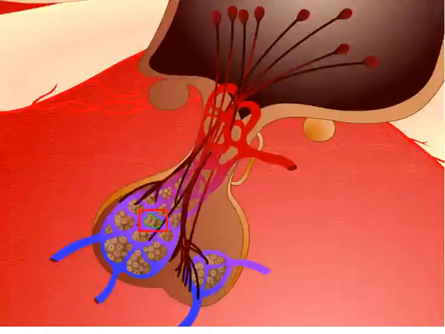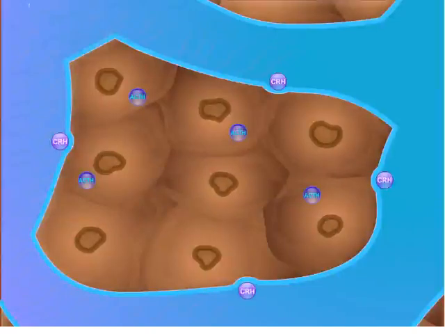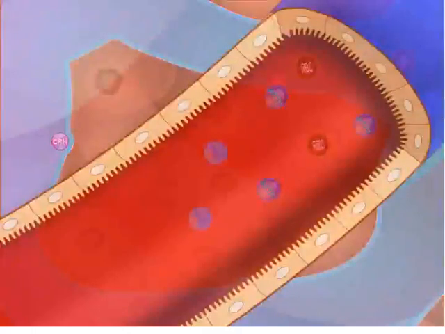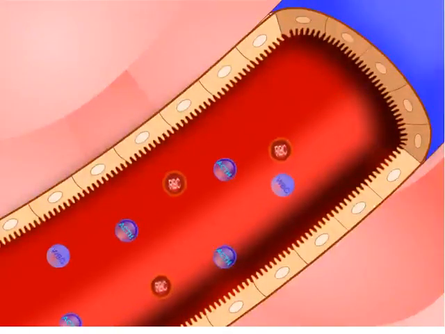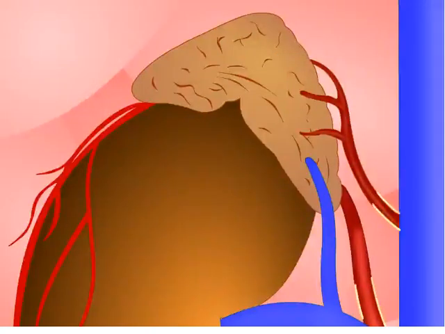Let's zoom into the anterior pituitary gland. Here, pay attention to the corticotropic cells. CRH binds to corticotropic cells and stimulates the synthesis of adrenocorticotropic hormone, or ACTH. ACTH then travels through the circulation to the adrenal glands.